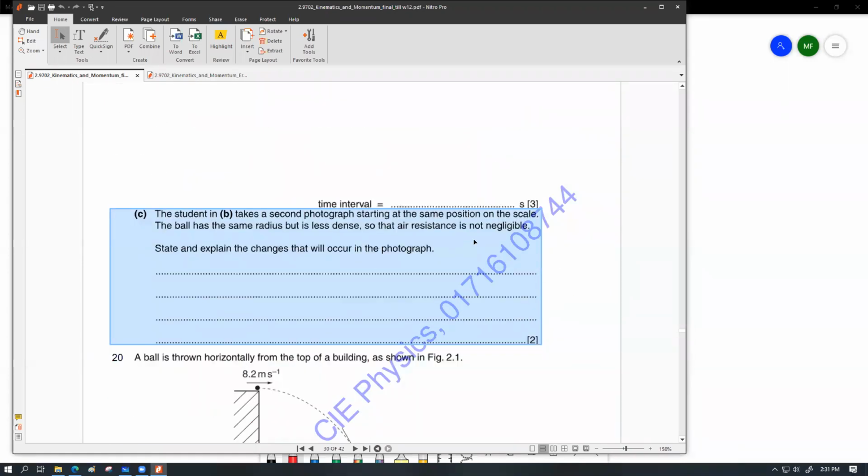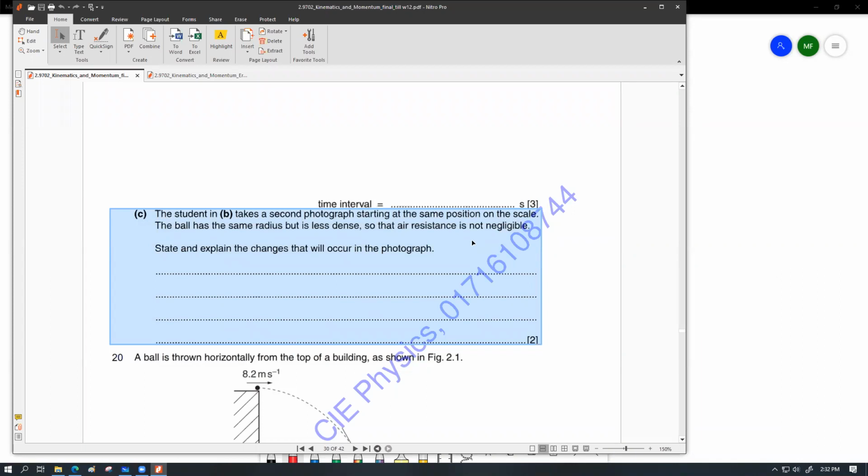error was not negligible. If you are trying to visualize this physically, let's say the first ball was a pool ball. Pool balls are extremely heavy and really smooth. And let's say the second ball was a ping pong ball. So it was less dense, so errors are not negligible, which means there is a significant air resistance, or the weight is not too big compared to the resistance.